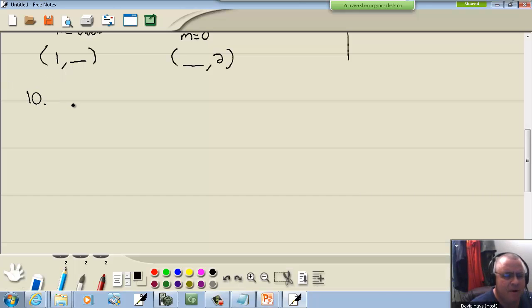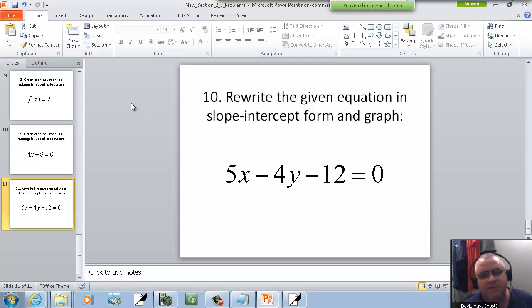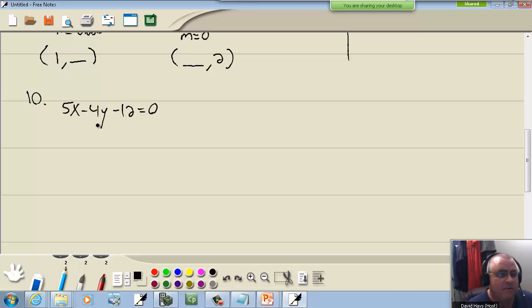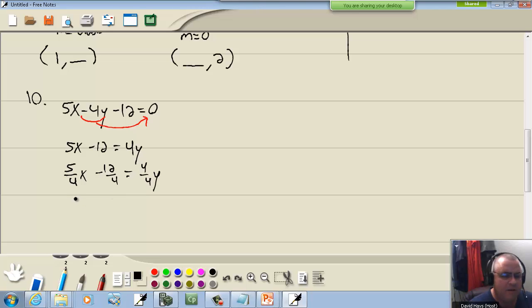Let's take a look at our last problem. We got 5x minus 4y minus 12 equal to 0. And it says rewrite the given equation in slope-intercept form and graph. If we have it in slope-intercept form, it's very easy to graph by hand. It's also very easy to plug in your calculator. So we need to solve for y. Well, I'm going to take the negative 4y over to the right side. And we get 5x minus 12 equals positive 4y. And then we'll divide everything by 4. So divide the 5 by 4, the negative 12 by 4, and the 4 by 4. And so we get 5/4 x minus 3 equals y.